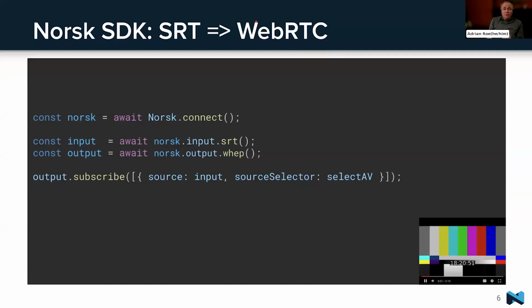So forgive the code, but it's super straightforward. This is the Norsk SDK 101. This is about the simplest application you can put together. It starts by saying, I'm using Norsk. This first line. Then I'm going to have something called input, which is an SRT input. I'm then going to have something called output, which is a WebRTC output. WHEP, if you're not familiar with it, is a WebRTC egress protocol, but just think WebRTC.